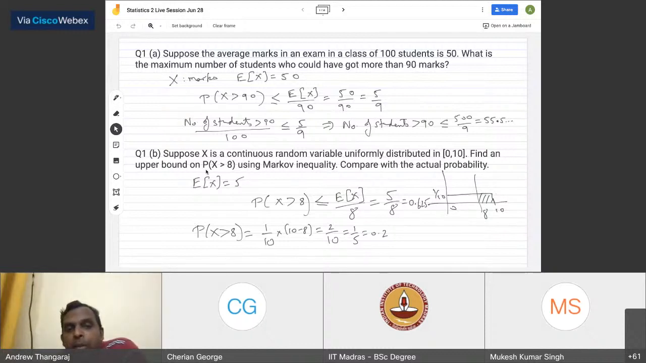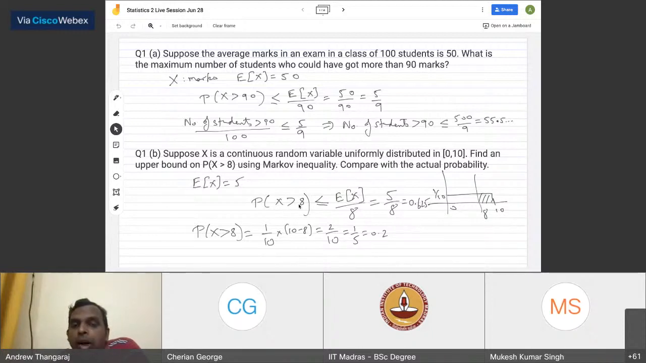So if you want to find the actual probability that x is greater than 8, you have to find the area to the right of 8, right? Okay, so this area. So that area is just 1 by 10 is the height and the width is 10 minus 8, that's 2, right? So it's 2 into 1 by 10, so that's 1 by 5, so it's 0.2. Okay, so 0.2 is the actual probability.